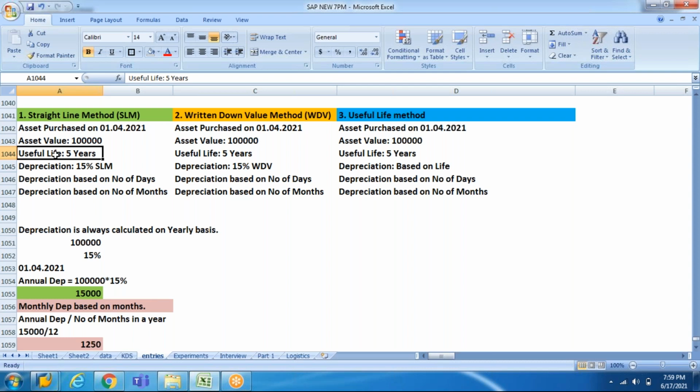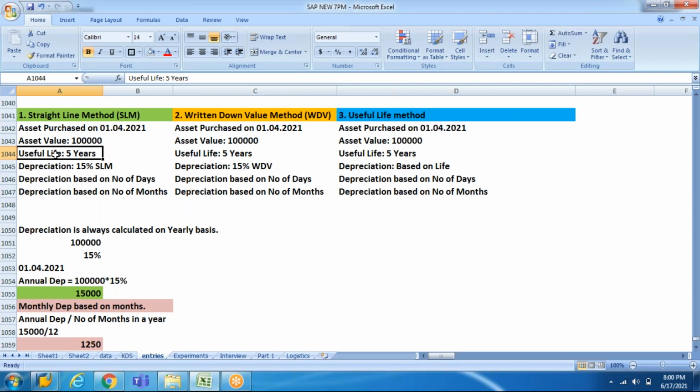Suppose 15,000 is my depreciation for the asset every year. For 5 years, it will be 75,000, plus 15,000 will make 90,000. For the seventh year, the depreciation will be 10,000 only. It won't be 15,000. Correct, that's what I said. And in the last year, there will be the delta adjustment. Whatever is left over will be posted in the last year.